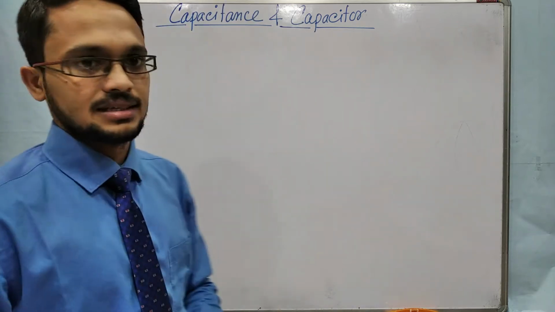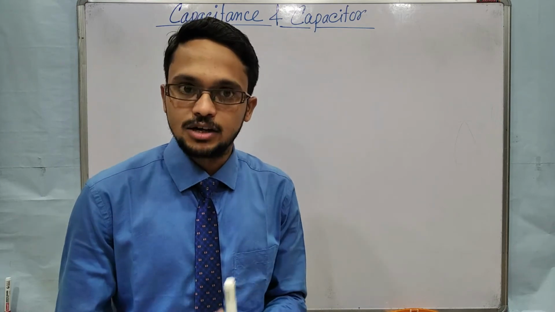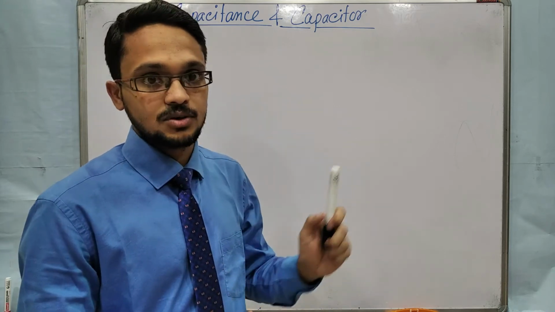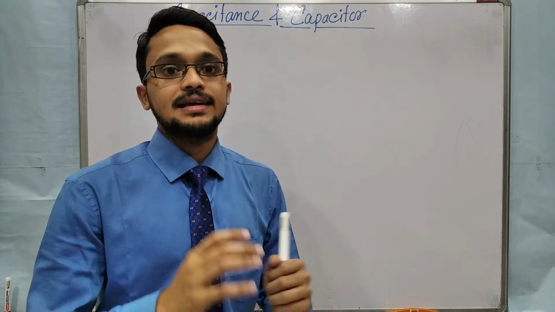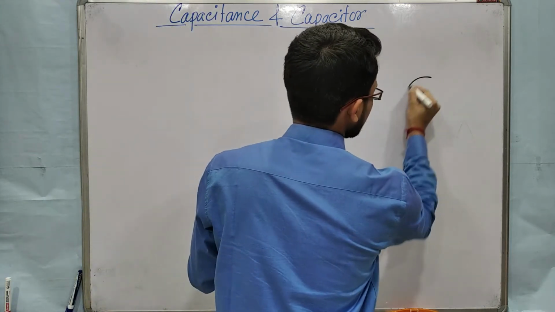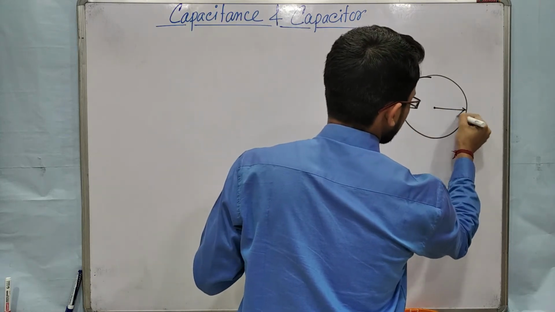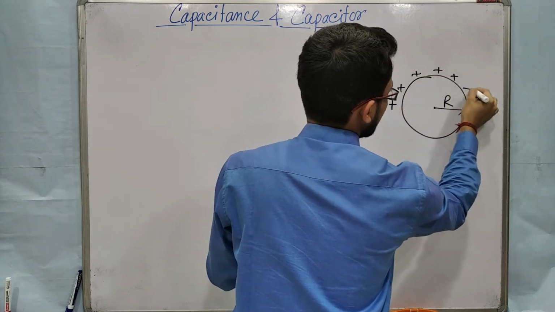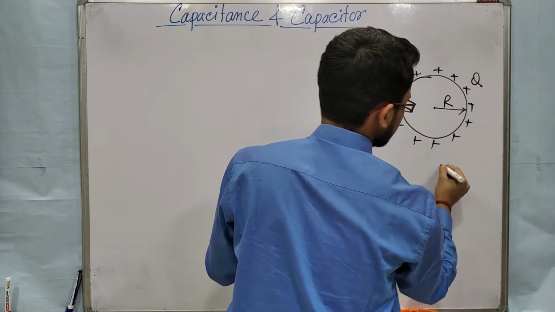First thing, capacitance. Capacitance of a conductor is the measure of its ability to hold charge. This is known as capacitance. If you take any conductor and put charges on that conductor, then its potential will increase. Suppose we take a spherical conductor of radius r, and you place a positive charge, suppose q. What will be the potential?